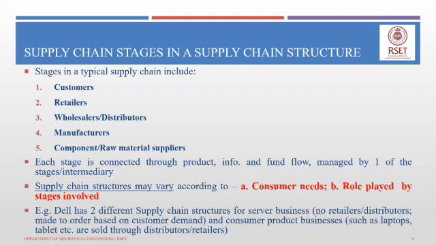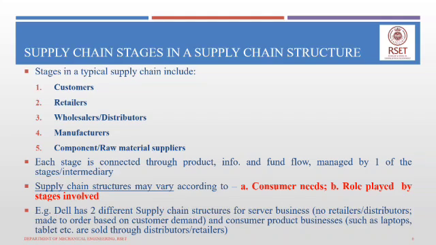Okay, so in some countries, wholesalers and distributors are not at all relevant because the retailer market is so consolidated that wholesalers and distributors just add to the cost of the supply chain. They do not give you any benefits. Okay, so in such cases, such as in the case of the US, wholesalers and distributors might not be there, and the manufacturer sells the product directly to the retailers. So it's based upon the consumer needs and the roles played by the stages involved that basically determine which are the stages that are present in a supply chain structure.